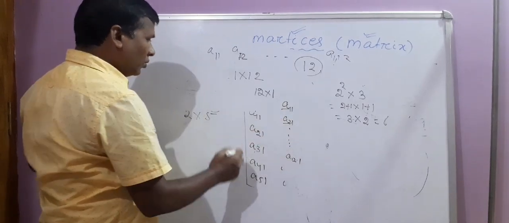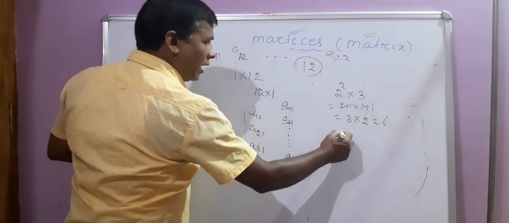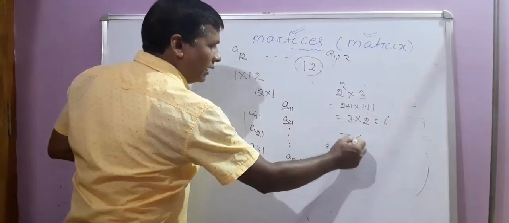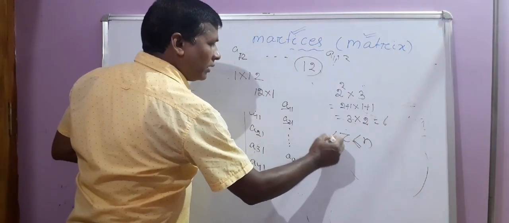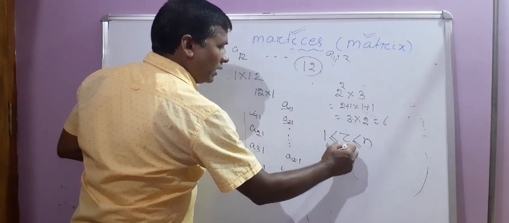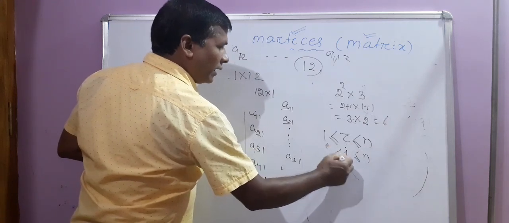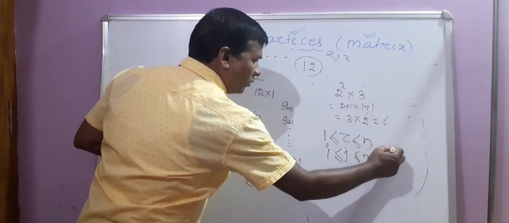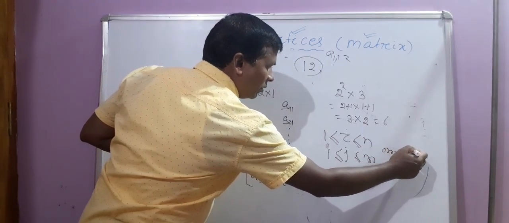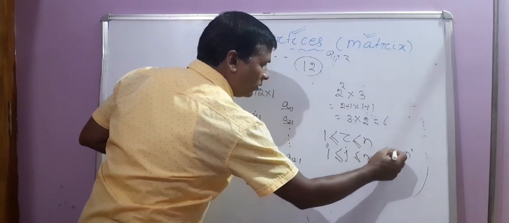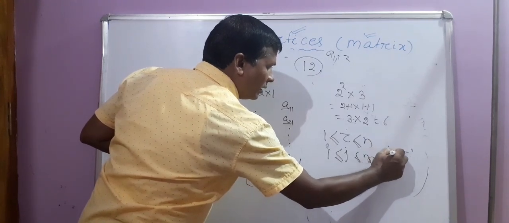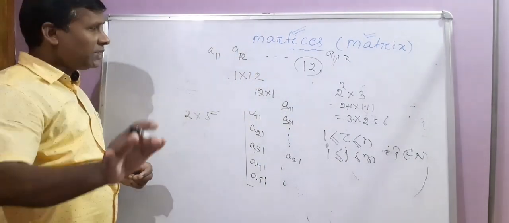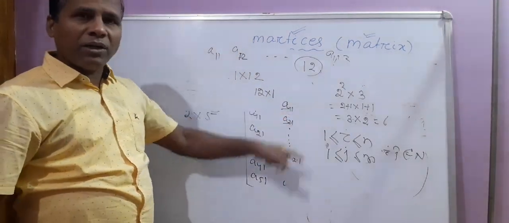In this case, we know that i stands for rows and j stands for columns. i is less than or equal to m and greater than or equal to 1, and j is less than or equal to n and greater than or equal to 1, where m and n, and i and j, all belong to natural numbers.